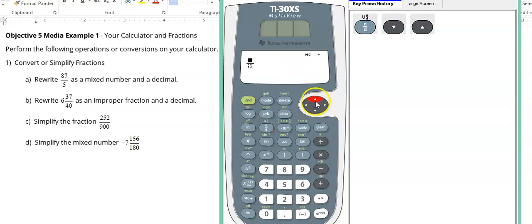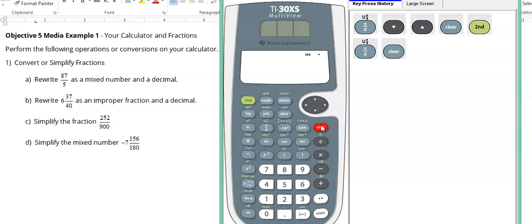Note when I click on a button it turns red, and here is the key press history. So if you want to go back and see how to do something, you can look at this history to find out. So that's a regular fraction. If you hit the second green button right above it, it says UND, and that is for a mixed number. So that's the whole number part, and here is the fractional part.